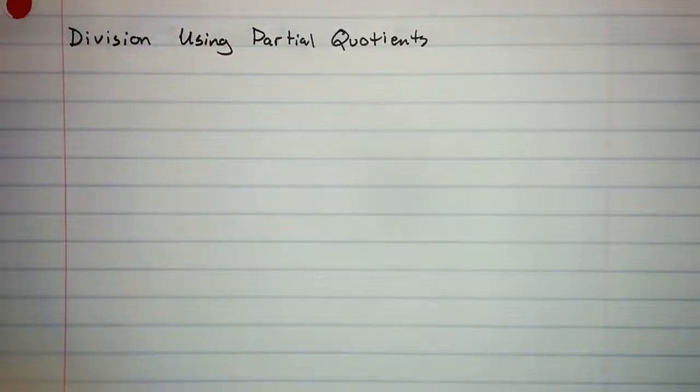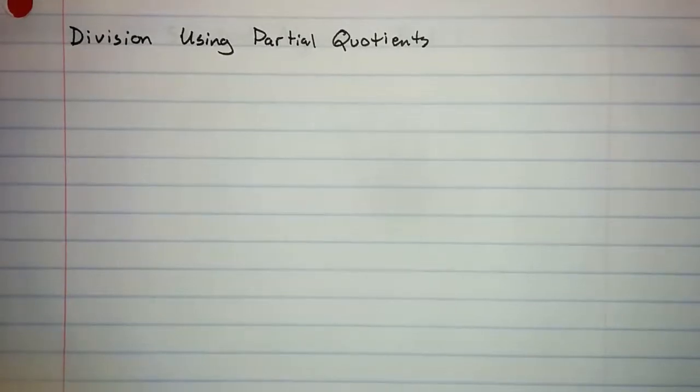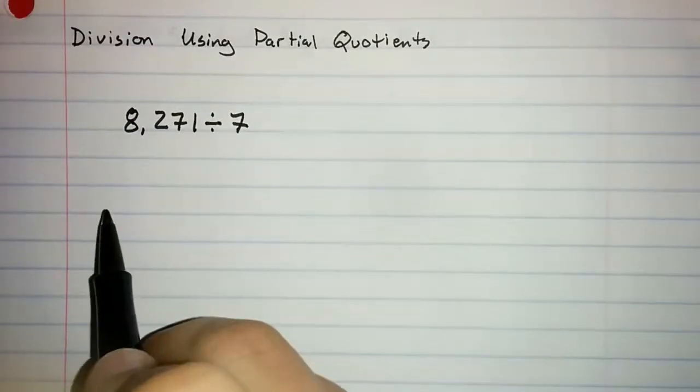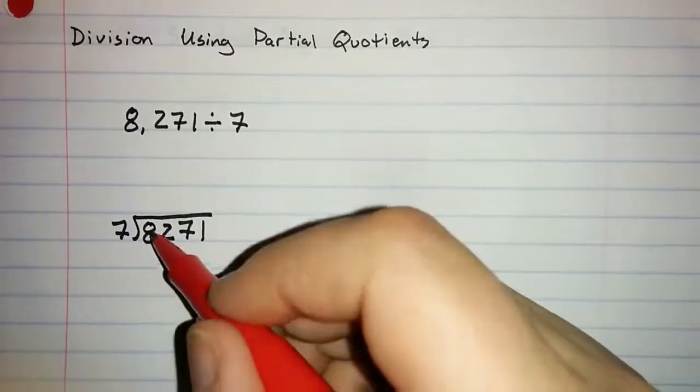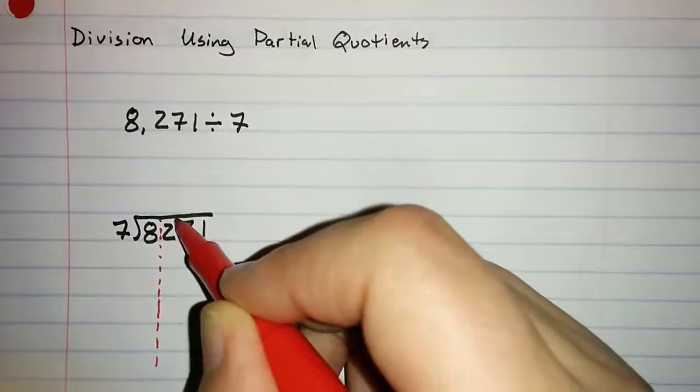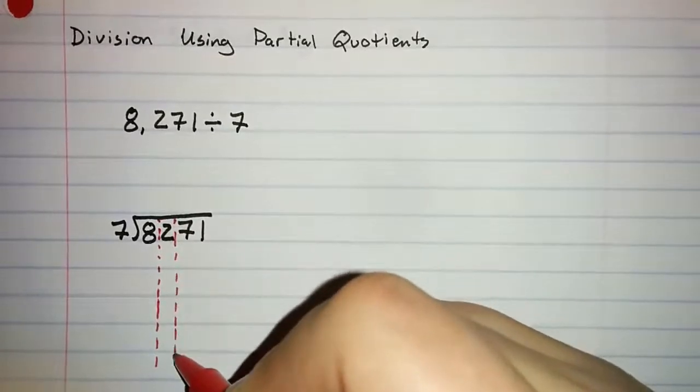Alright, let's start to see now how we can work out multi-digit division. Suppose for a moment that I wanted to compute 8,271 divided by 7. My first step would be to write this inside what's called a division bracket. And my second step is to mark in my place values, because they're going to be pretty important.